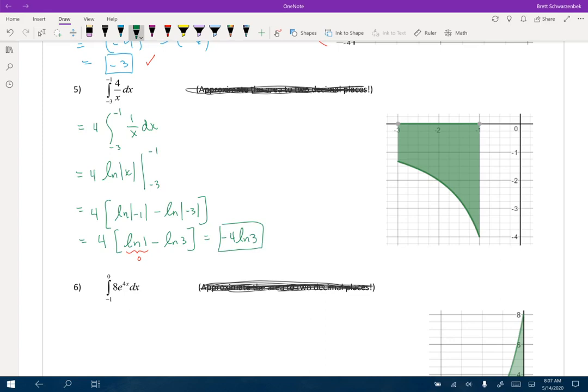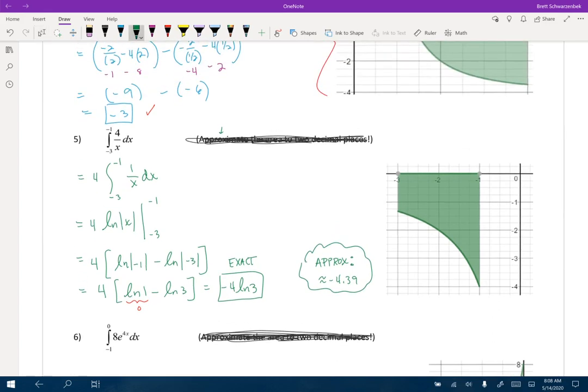Now, if for some reason, similar to what I was writing up here, I'll write exact here. But if for some reason they ask for the approximate area, then all you do is throw this in your calculator, and I believe you're going to get approximately -4.39. So for the purposes of what you're doing, it is actually, interesting enough, similar to the area we just got. It is negative, so that's good.